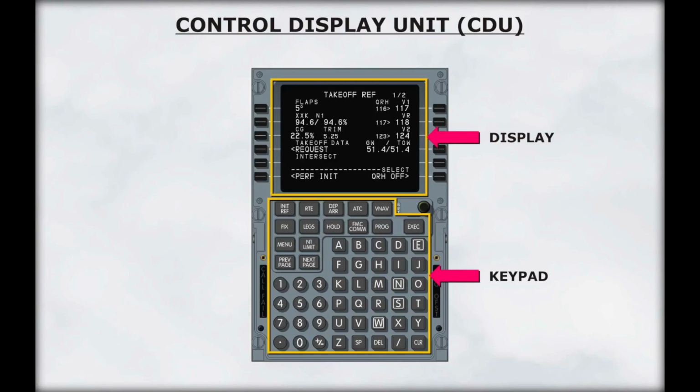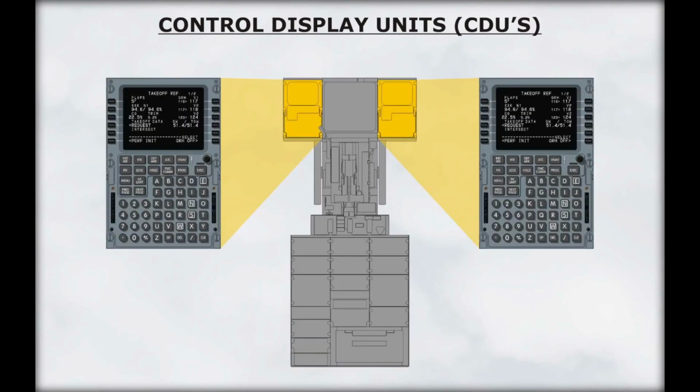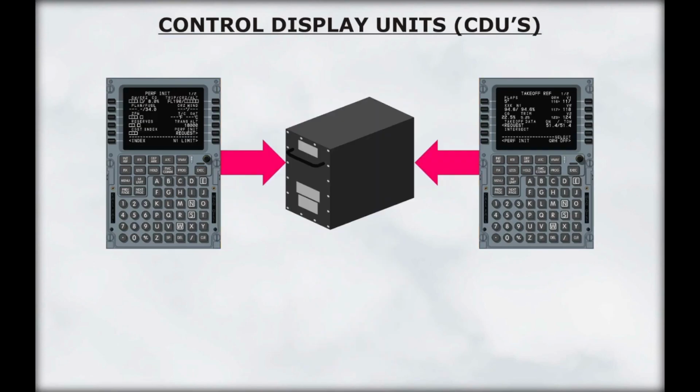The FMC communicates with the crew via a Control Display Unit, or CDU. The CDU is similar to a computer display and keyboard. FMC information is displayed on the CDU screen. Crew inputs data into the FMC using the keyboard. Two identical CDUs are located on the forward part of the center pedestal. The CDUs can function independently.